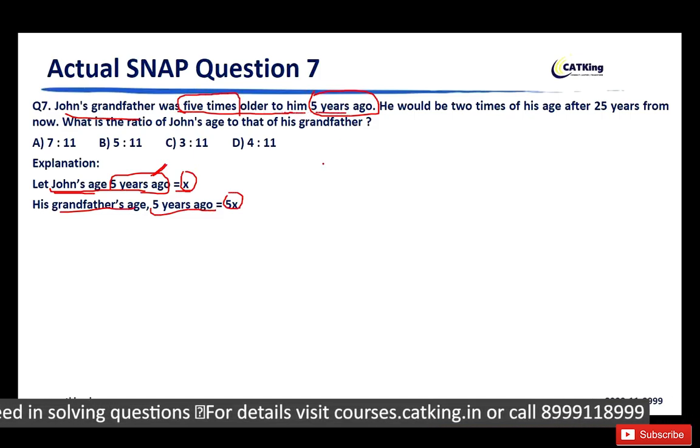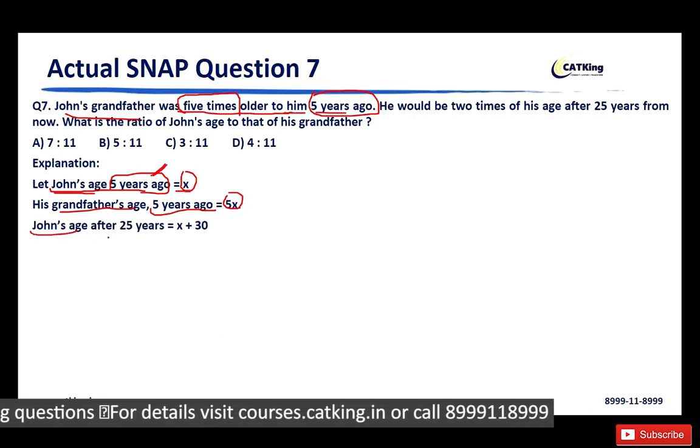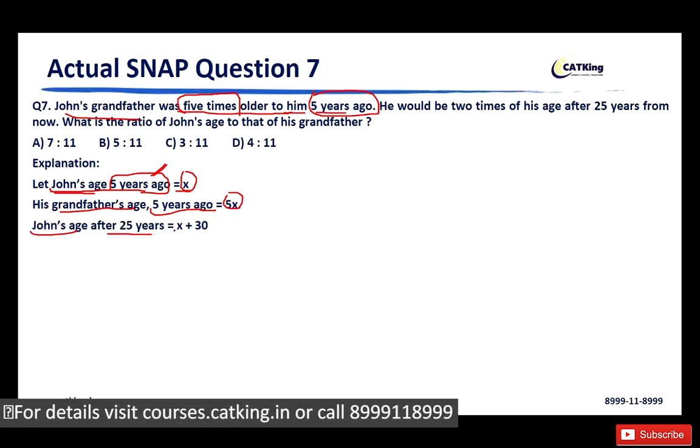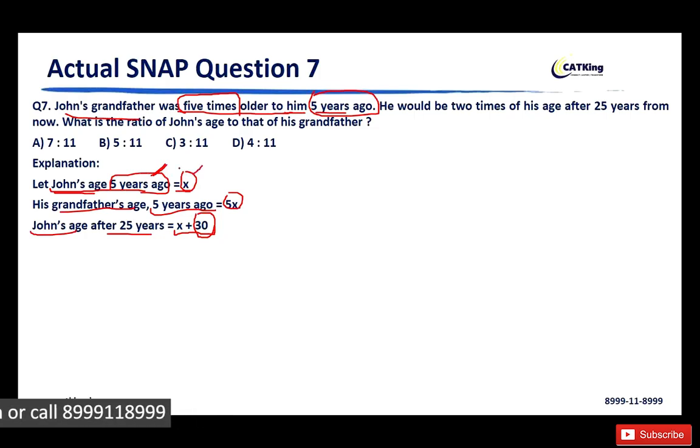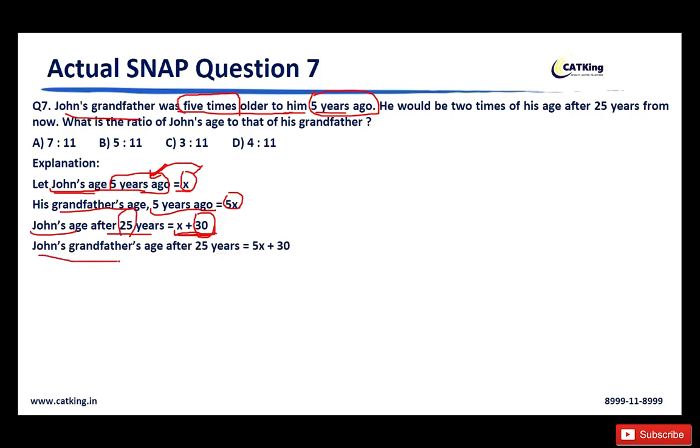Hence, the grandfather's age 5 years ago will become 5x, because his grandfather's age was 5 times John's age 5 years ago. Moving on, John's age after 25 years will be x plus 30. It's not x plus 25, it's x plus 30, because x is 5 years ago, so we need to add 5 to 25. Now John's grandfather's age after 25 years will be 5x plus 30, because of the same concept. His grandfather's age 5 years ago was 5x, so after adding 5 plus 25, it will be 5x plus 30.